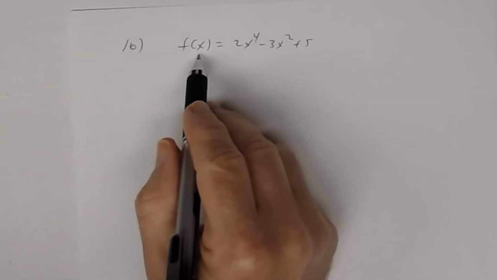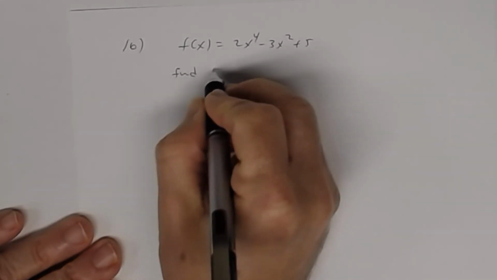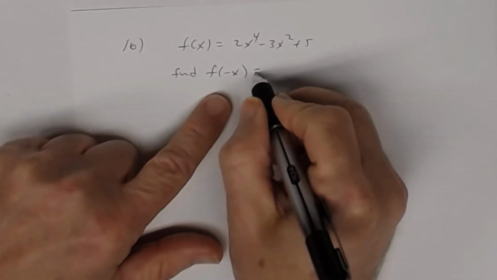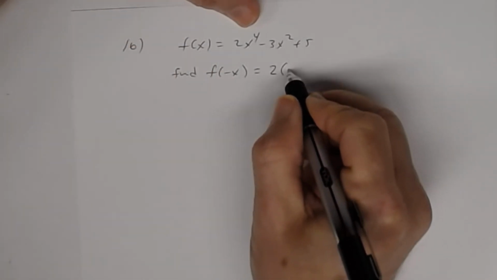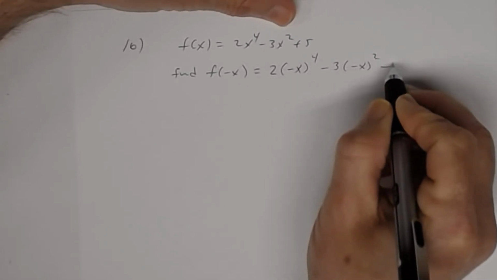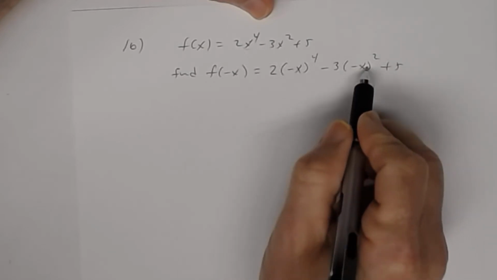So to determine if this function is even, odd, or neither, you needed to first of all find f of negative x. So wherever you see the variable x, I'm going to substitute negative x. So you have to show this. You have to say 2 times negative x to the 4th minus 3 times negative x squared plus 5. So you have to show that. Wherever you see the variable x, you replace it with negative x.